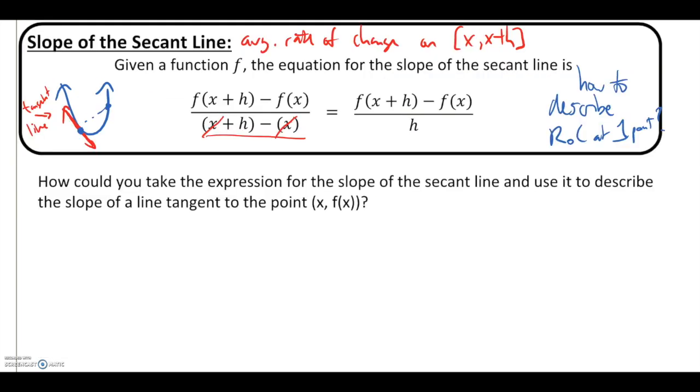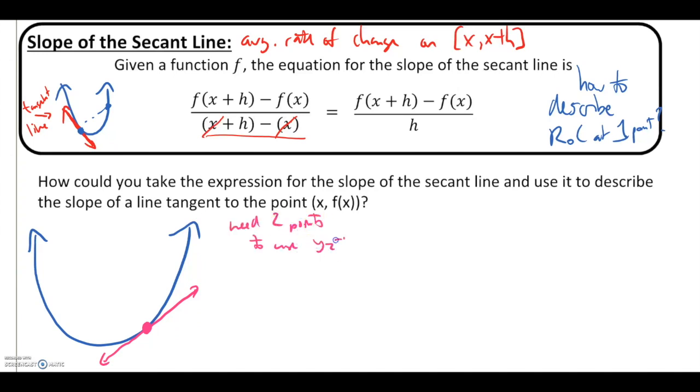Well, how can we take that expression that we have for the secant line and use it to describe the slope of a tangent line at any point x, f of x? Let's keep going with our example using a parabola, and say I wanted the slope at this point. Well, the problem is I need 2 points to use my y2 minus y1 over x2 minus x1, my slope formula, f of b minus f of a over b minus a. So what we do is we make up that second point, and we instead draw in a secant line.